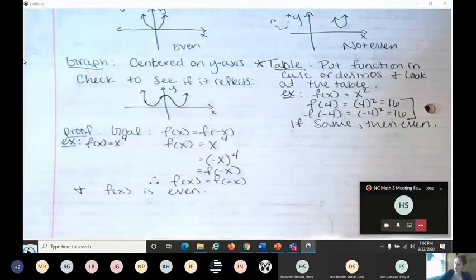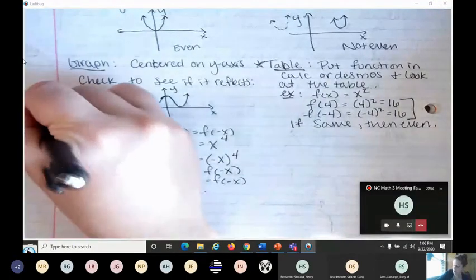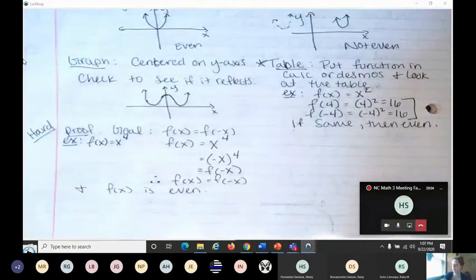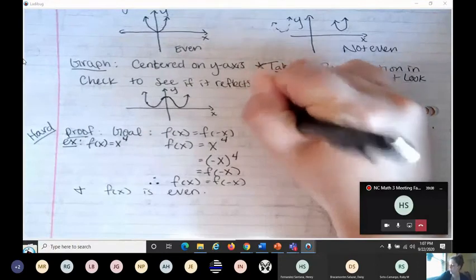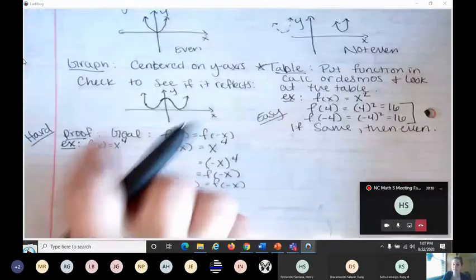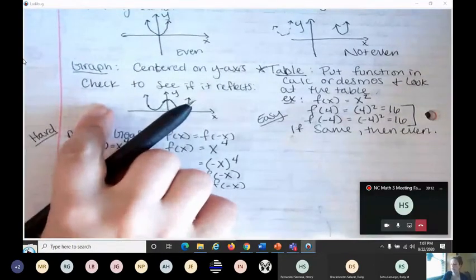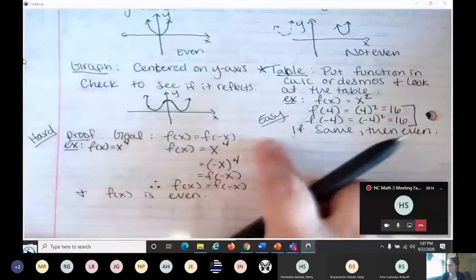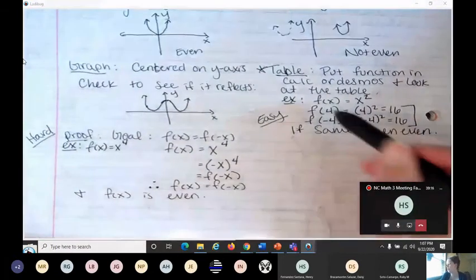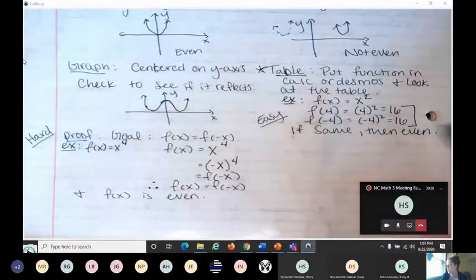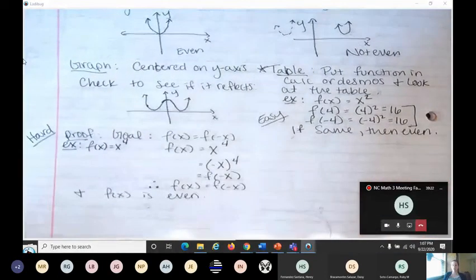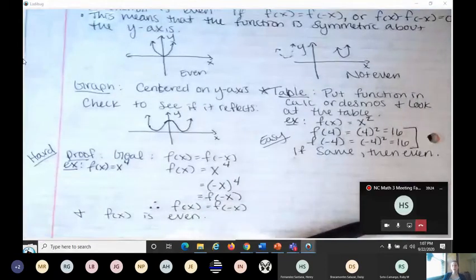So this is hard. If you're up for a challenge, do the proof. The table is the easiest way. The graph is easy to mess up. So I suggest doing this table, picking two values that are the same magnitude but opposite sign, and checking to see that they get the same result. What questions do you guys have about those 3 ways?